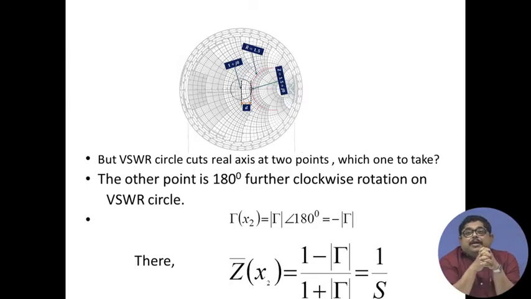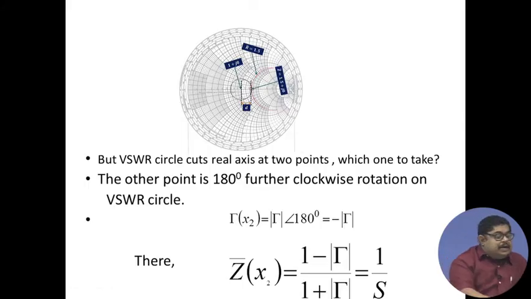Now, there is another point. You can say that the VSWR circle cuts the real axis at 2 points. So, which one to take? For drawing the circle it does not matter, but for taking the values, it will be a confusion. So, let us see what the other point is. If I have this point, the other point where this same circle cuts is another point here, you see where I am pointing.